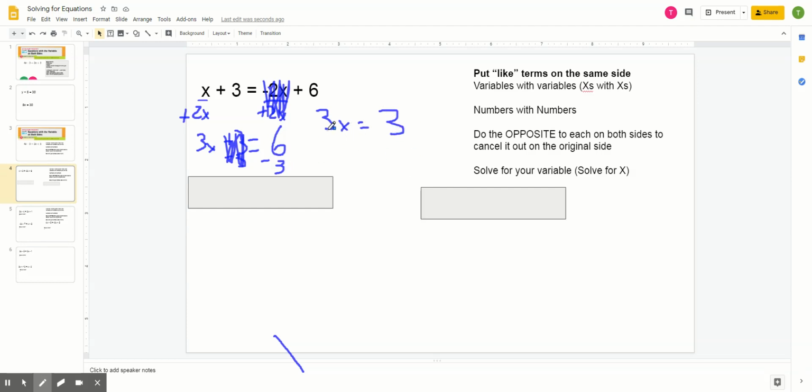All right, what does x equal now? I'm going to cancel out the multiplying. How do I do that? By dividing. So I'm going to divide each side by 3. Now x equals 3 divided by 3, which is 1. That takes care of this.